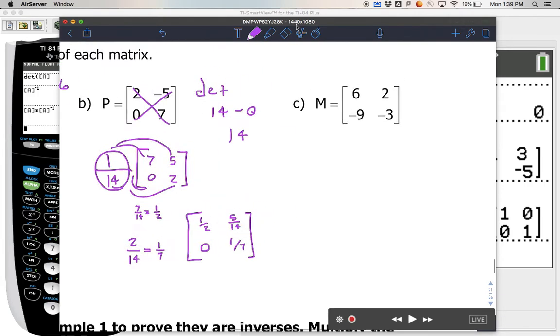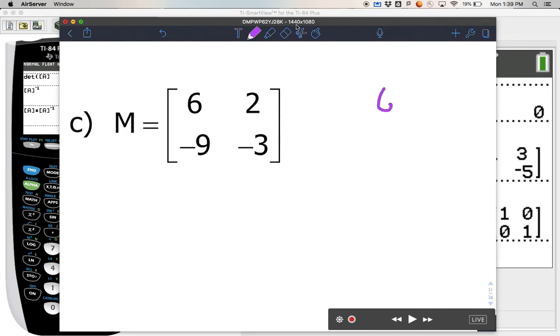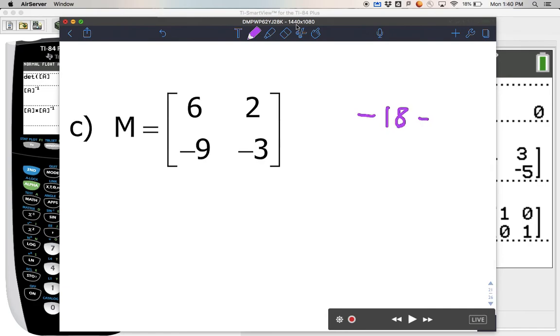Okay, let's see what's going on here with this last one. So you're going to have 6 times 3. Let's just write it like this. 6 times 3 is negative 18. And then we're going to subtract off. And then we got 2 times negative 9, which is negative 18. Which that's going to change to a plus here. So that's actually going to get us 0. Now this one's kind of weird. So the determinant is 0.